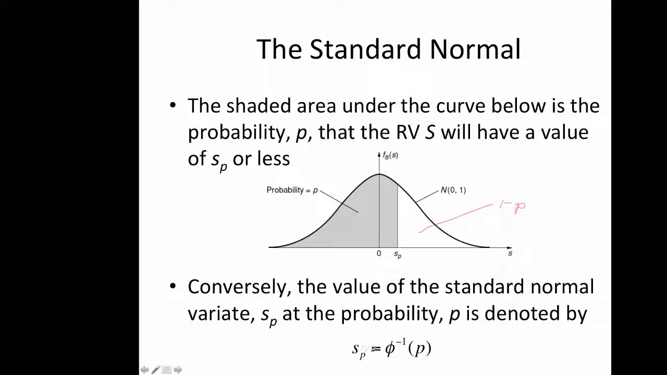We say S sub p is equal to the inverse CDF function for the standard normal variate of the probability p. So the value of S sub p is going to be the inverse CDF function. The CDF function gives us the probability. The inverse of that would give us the value. So the inverse of the probability would give us the value.